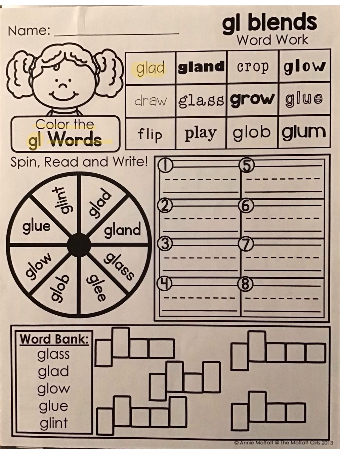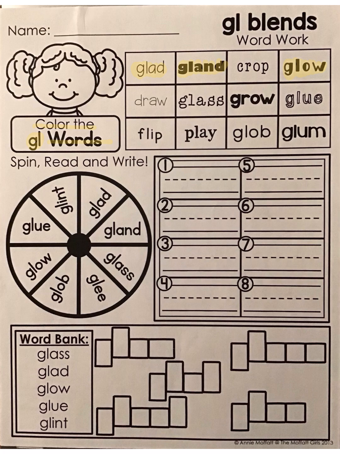Our next word is gland. Do you see GL in gland? Yes, we do. Our next word is crop. Do you see the L blend in crop? Nope. So we're going to leave it blank. Our next word is glow. Do you see the L blend in glow? Yes, we do. So we're going to color glow.